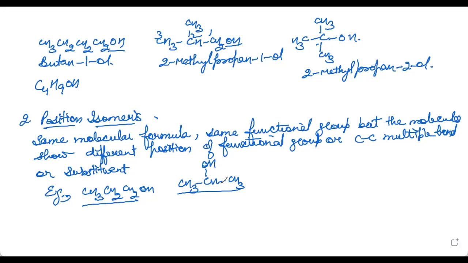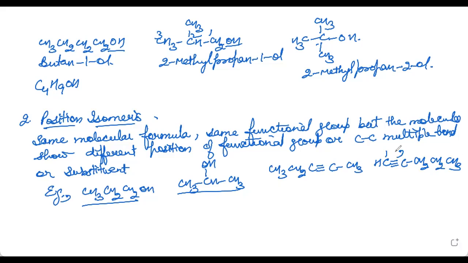Then we can take one more example. Suppose we have CH3CH2C≡CCH3. Then we have one molecule which is HC≡CCH2CH2CH3. Now in this case, the multiple bond is having different positions. Molecular formula is the same. The functional group or carbon-carbon multiple bond, both have a triple bond. Everything is the same, the length of the carbon chain is the same, but the position of the multiple bond is different.